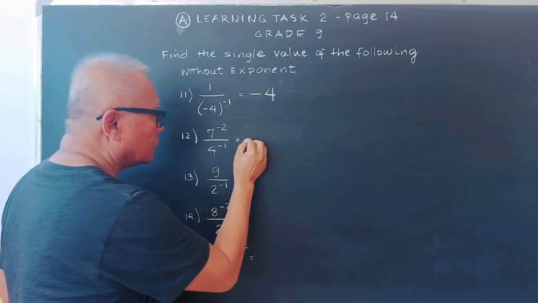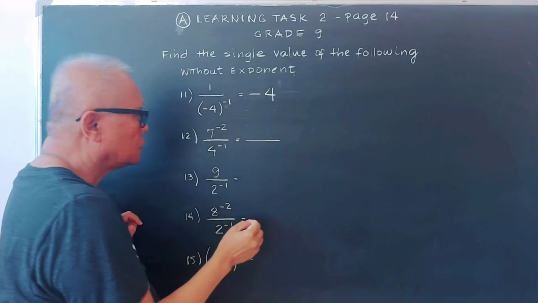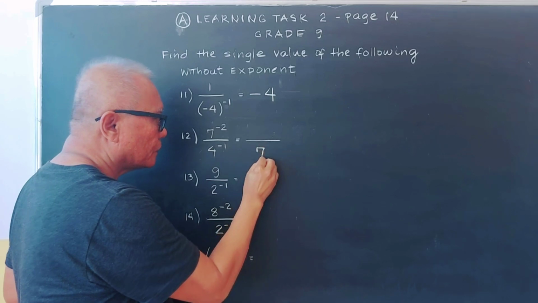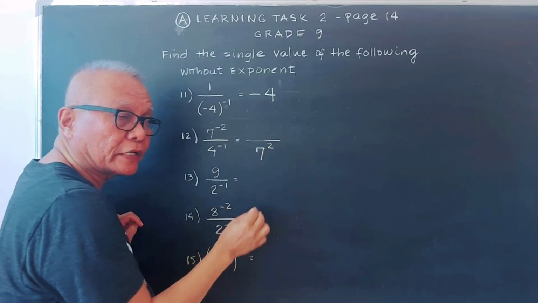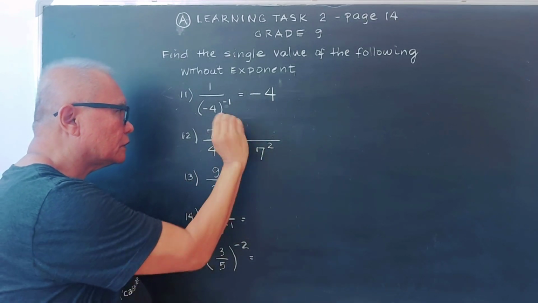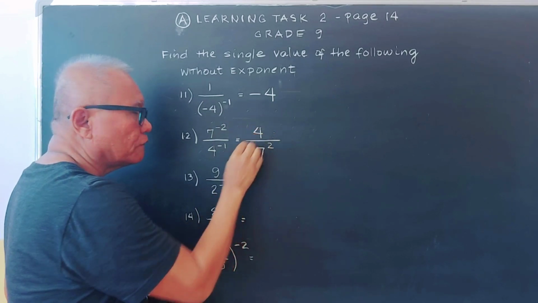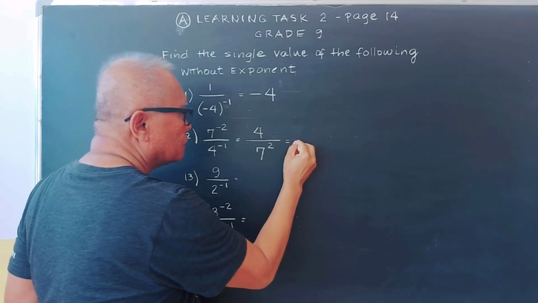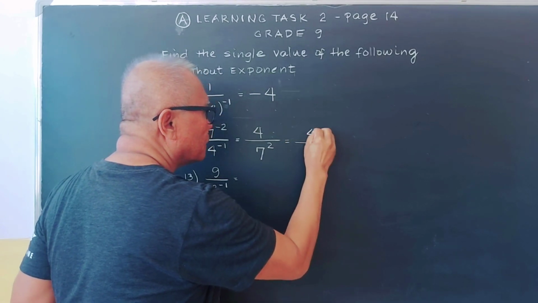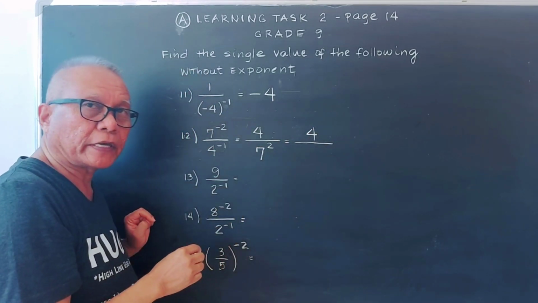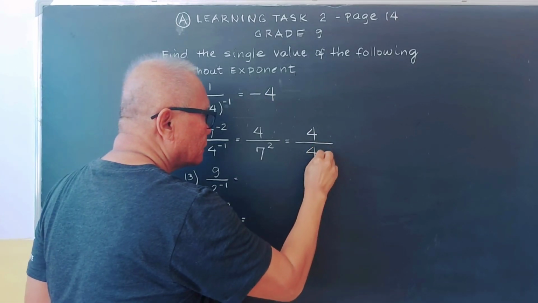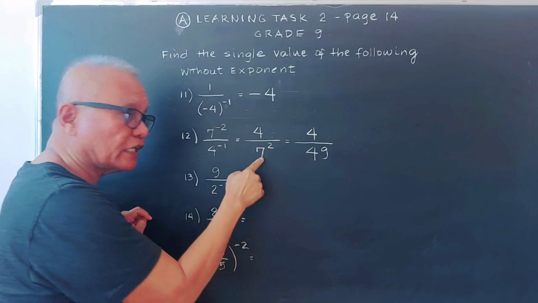Number 12. O, lagyan ng fractional bar. Yung 7, dalhin sa ibaba. Positive na yung exponent niya. Yung 4 negative 1, itaas. 4 na lang, nilagyan ng 1. Okay? So, final answer is 4. Ano yung 7 squared? That is 7 times 7 is 49. Hindi yan 14, ha?